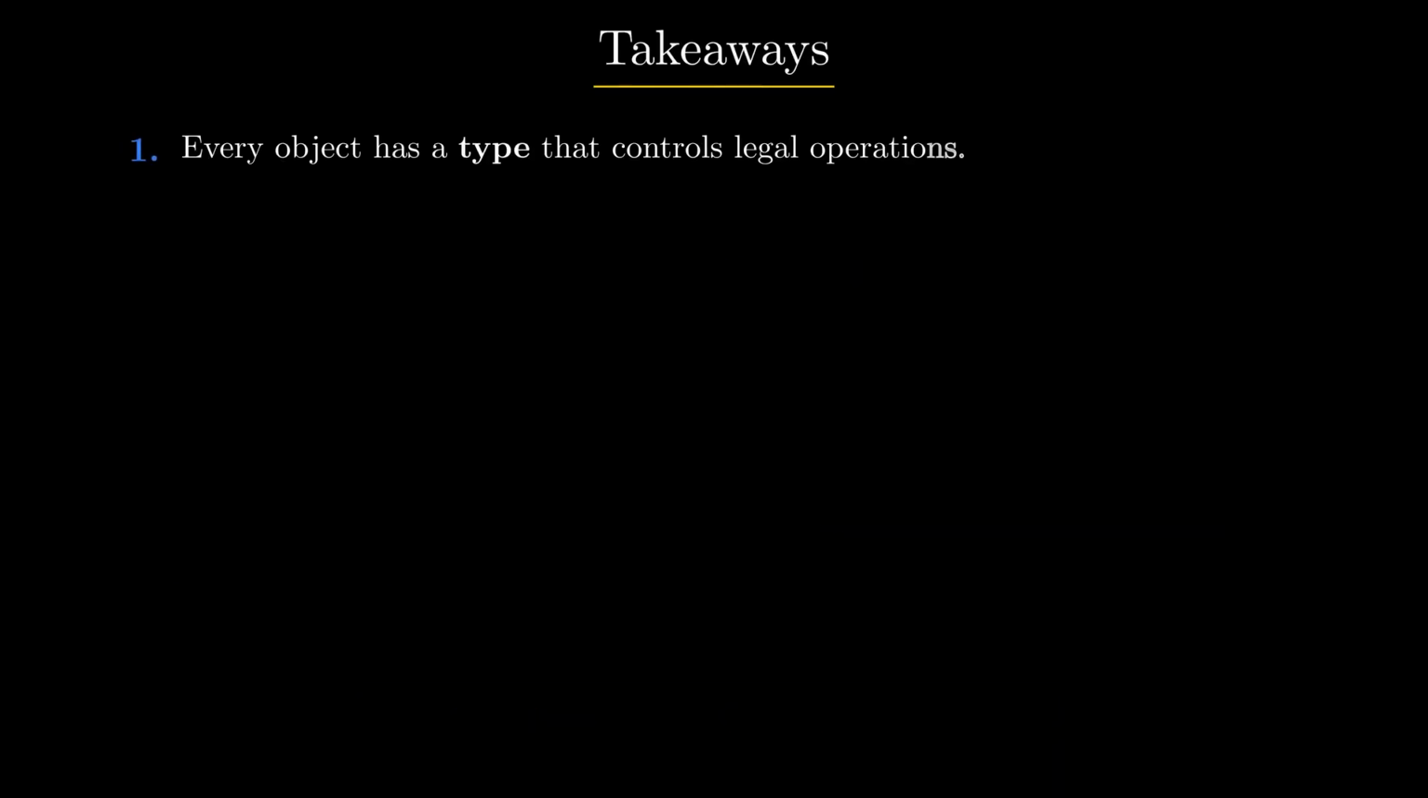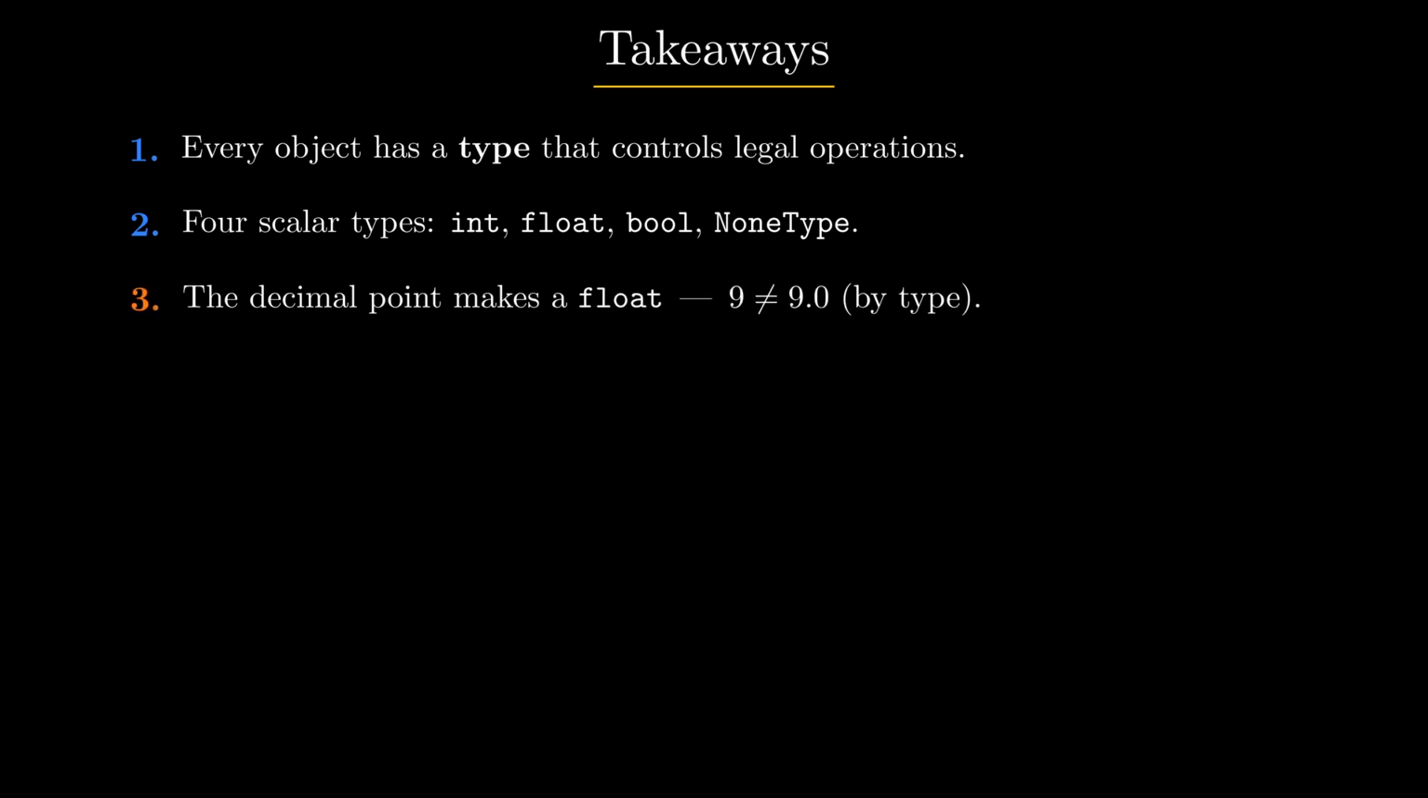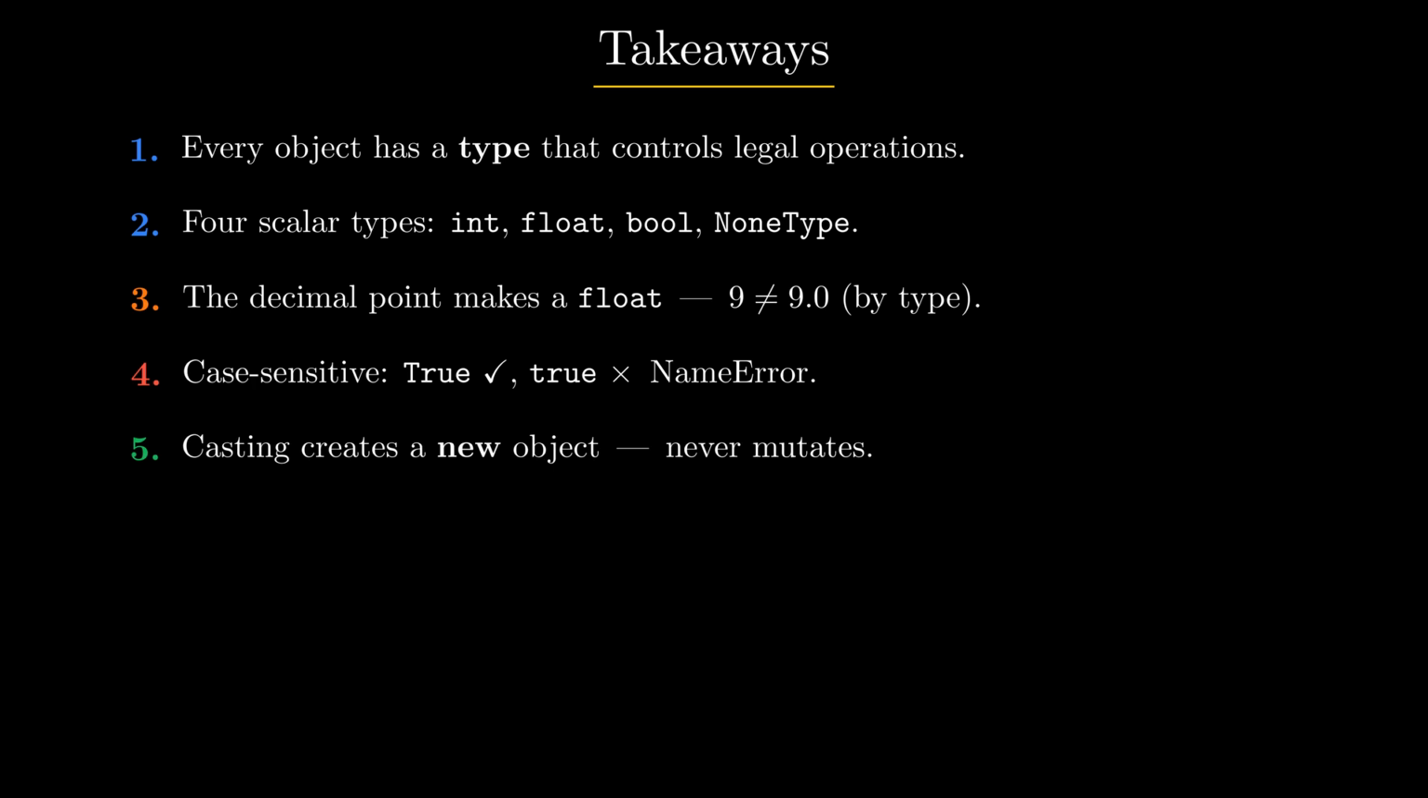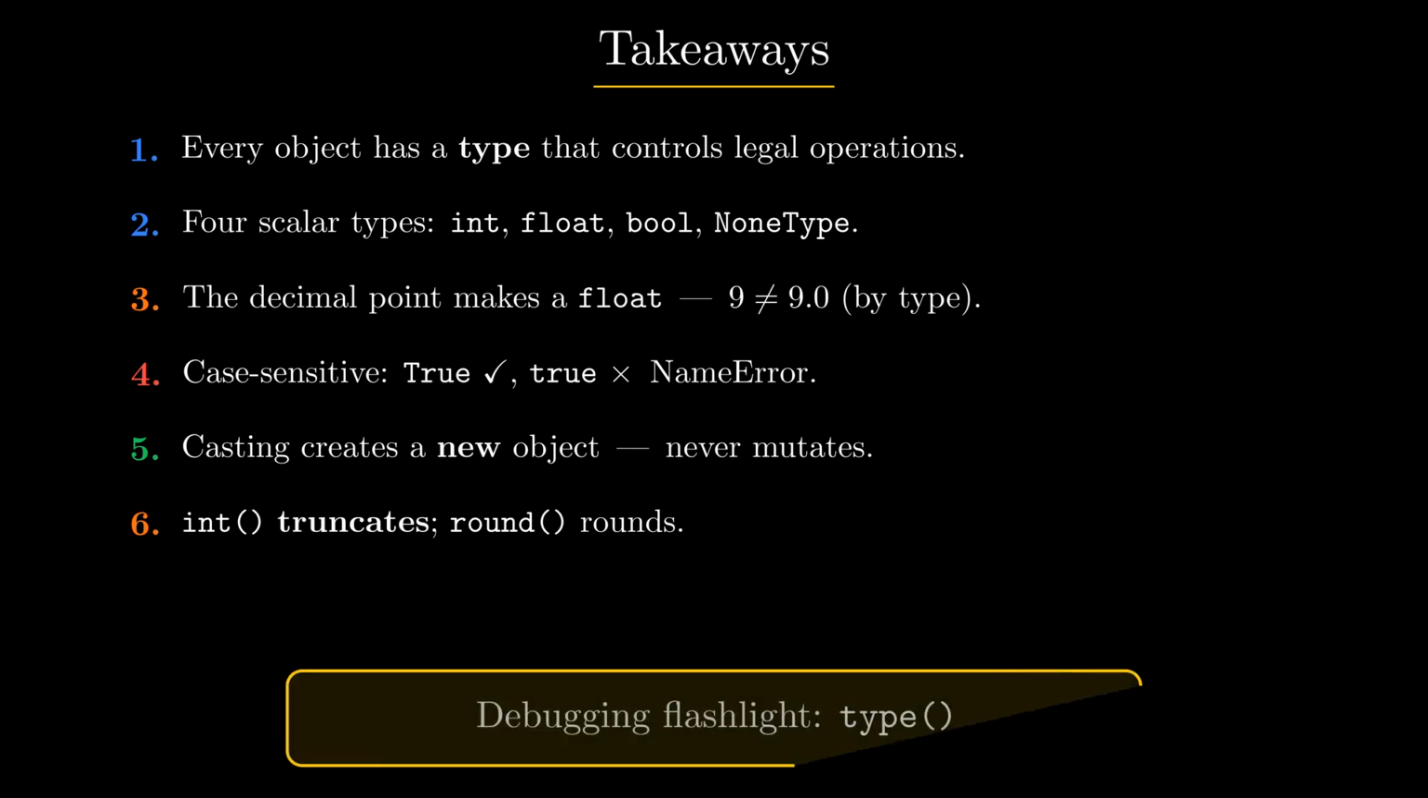Let's lock in the takeaways. 1. Every Python object has a type, and the type controls which operations are legal. 2. The 4 scalar types are int, float, bool, and NoneType. Bool has exactly 2 values, NoneType has exactly 1. 3. The decimal point alone makes a number a float. 9 and 9.0 are different types. 4. Python is case sensitive. True works, lowercase true crashes. 5. Casting with int, float, or bool creates a new object. The original is never modified. 6, and the most important one. int truncates, it does not round. Use round when you actually want rounding. Whenever Python complains, the first question to ask is, what types am I actually working with? Use the type function liberally. It's your debugging flashlight, and it will save you hours every time something behaves in a way you didn't expect.